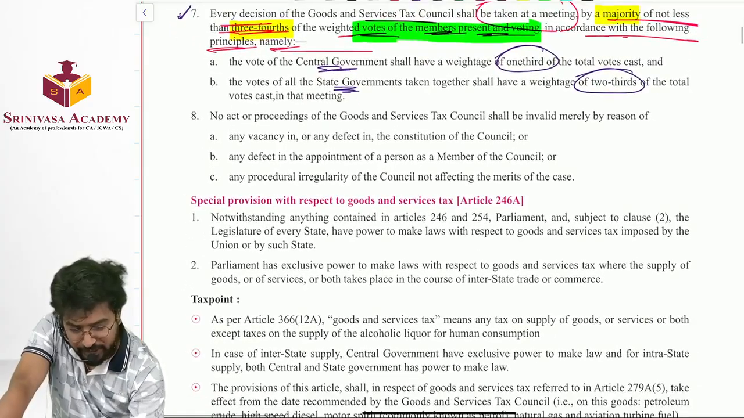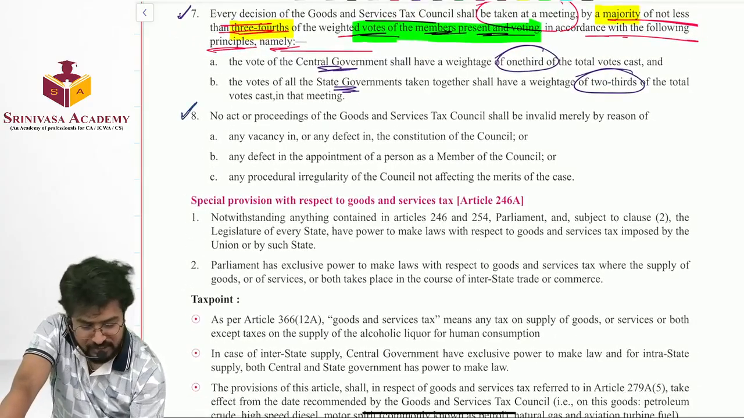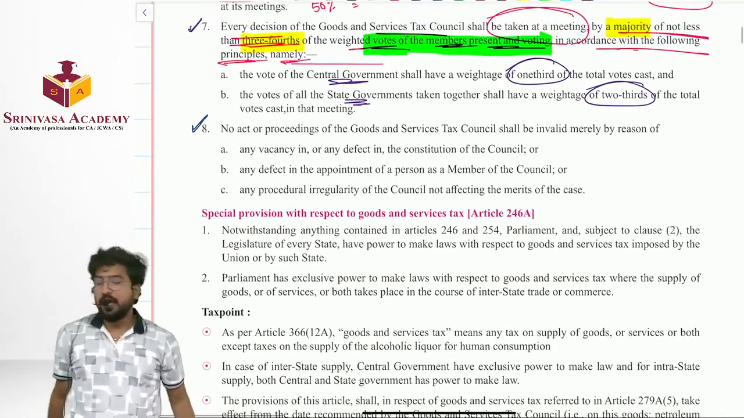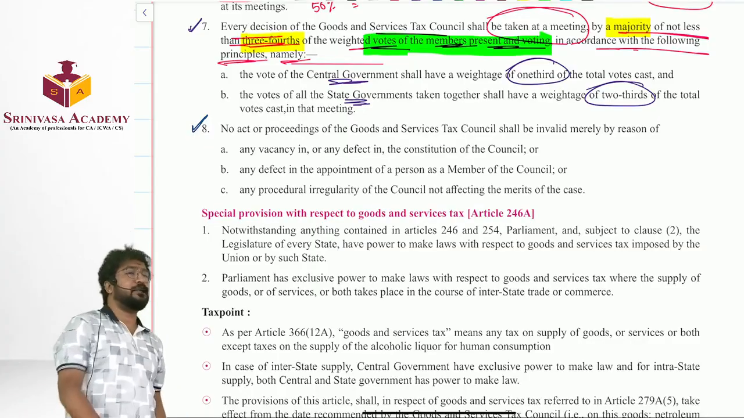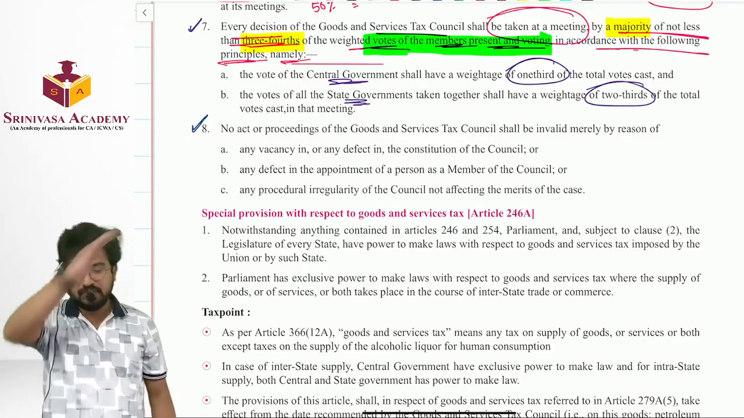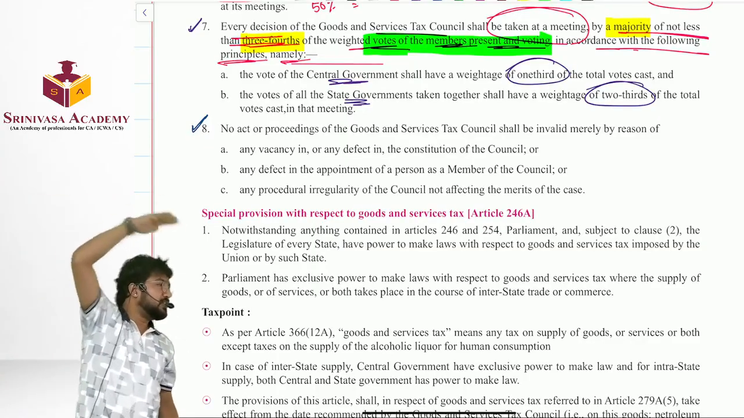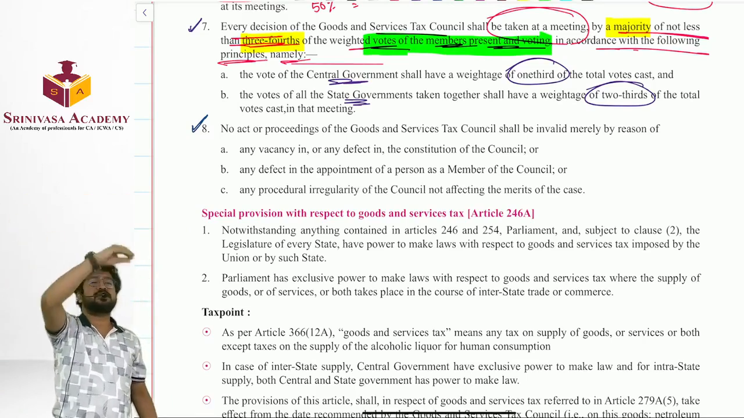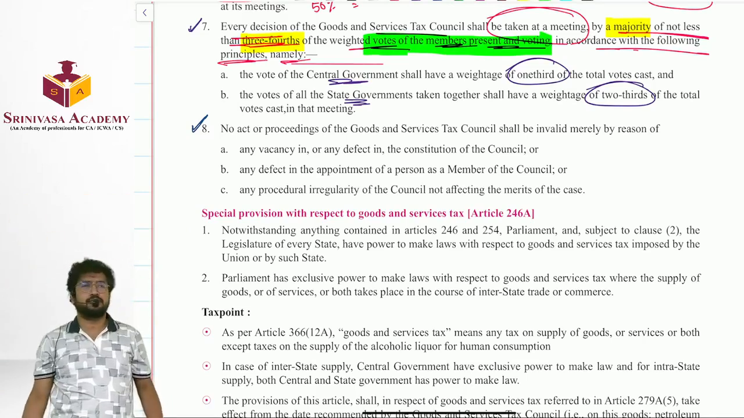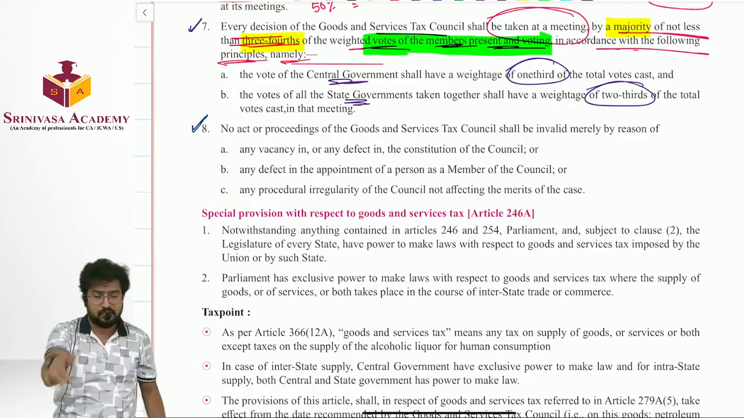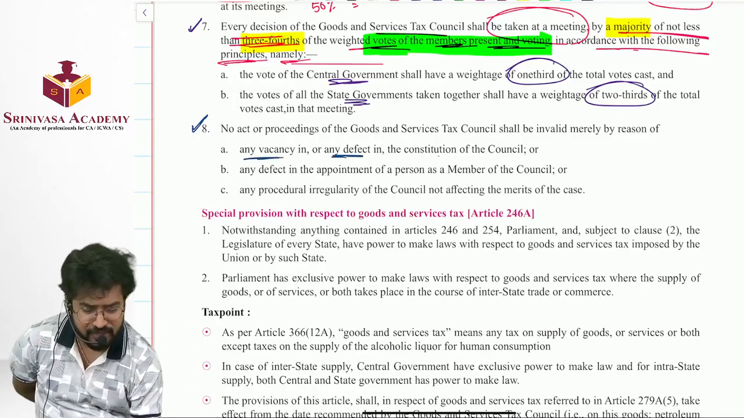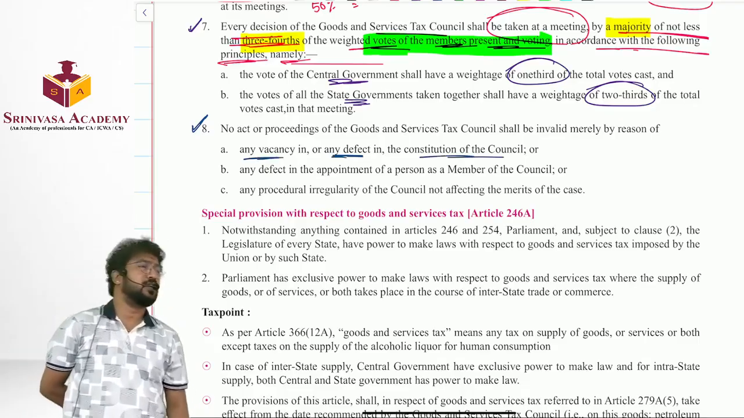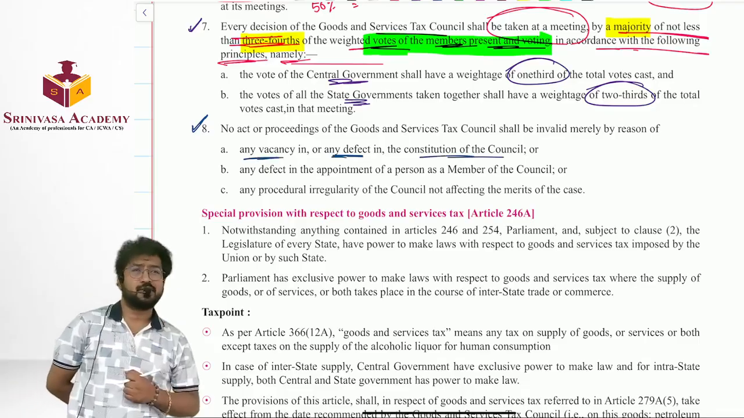The last point, the 8th point, is another important point. No act or proceedings of the GST council shall be invalid merely by reason of, first, what is the heading? Whatever the GST council is doing, you can never say this is invalid just because of the reason. What is the reason? There is a vacancy or any defect in the constitution of the council. Recently, the Tamil Nadu elections are over.